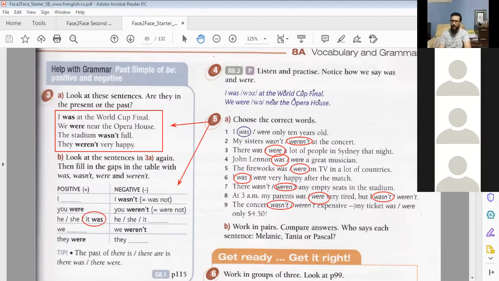وبعدها my ticket was only $4.50. Yes, 4. ممتاز. Very good. صحيحة. كل الإجابات صحيحة.